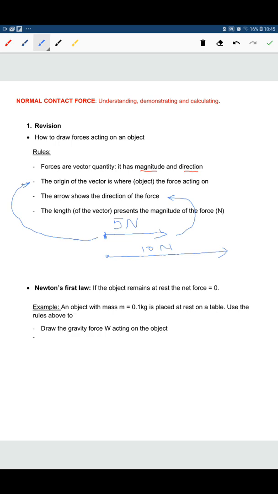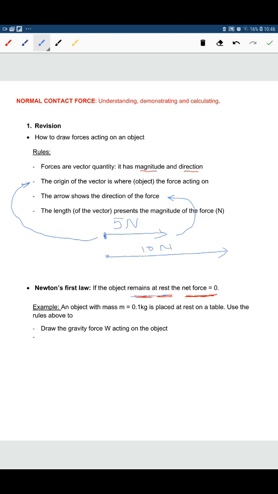Another thing you should always keep in mind, which helps us to calculate the forces, is Newton's first law. It states that if the object remains at rest, then the net force is 0. Now we can do some practice about drawing vectors and calculating the magnitude of the vector.